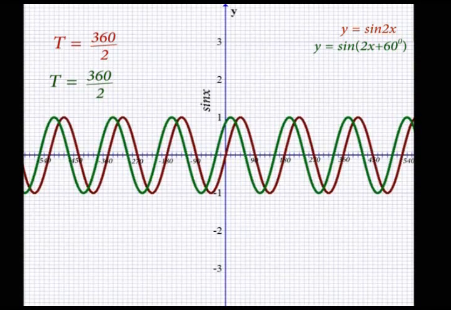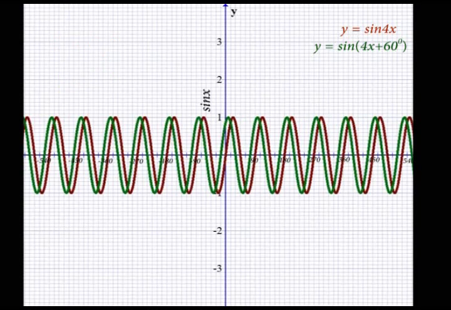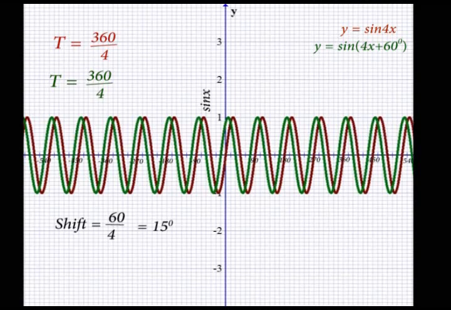In simple terms, to get the shift, we also divide the c value by b. That is 60 over 2, which gives us 30 degrees, and that is our shift. If we had sin 4x and sin(4x + 60), the period will be 360 over 4, that is 90, and the shift will be 60 over 4, that is 15 degrees. And you can see that from the graph.